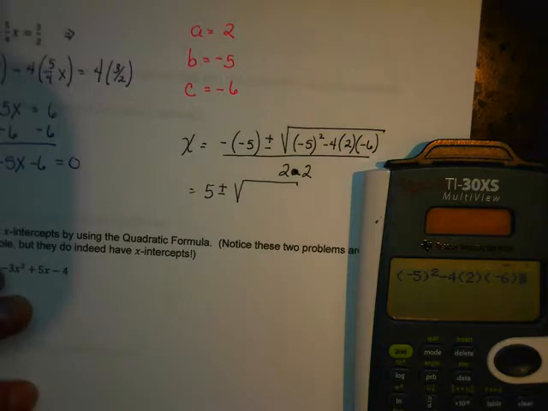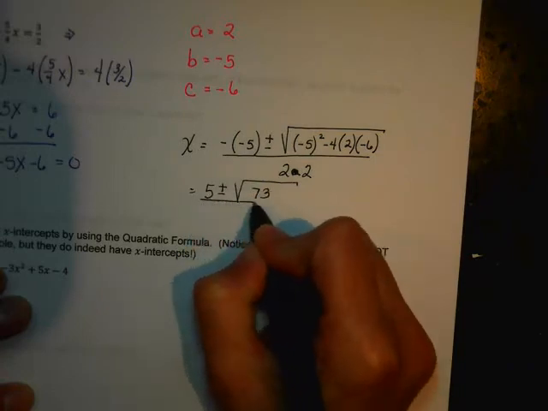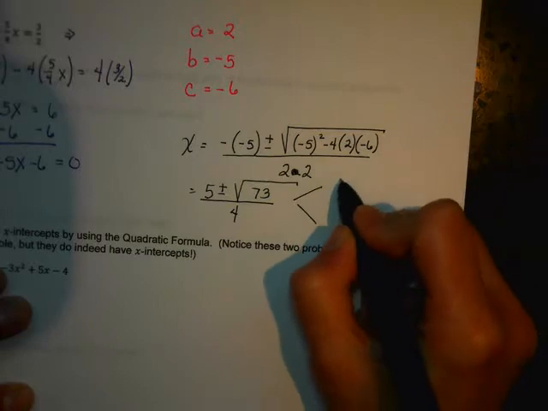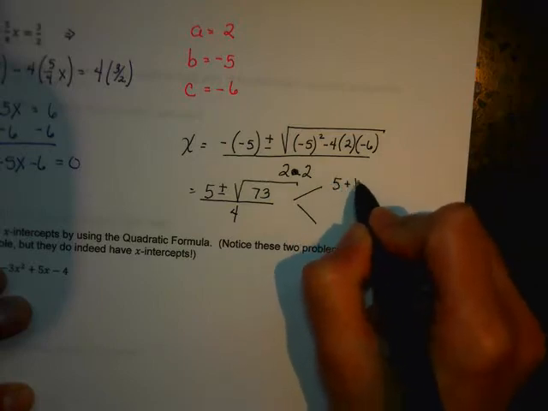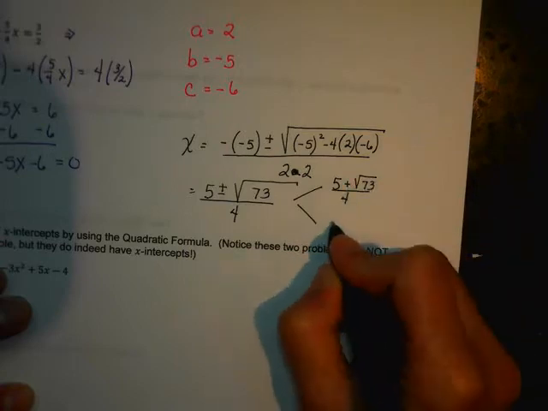So -5 squared minus 4 times 2 times -6. So let me check it. 4AC. Okay. So 73. And this is all over 2 times 2, which is 4. So we've got 2 answers. 5 plus root 73 all over 4. And 5 minus root 73 all over 4.